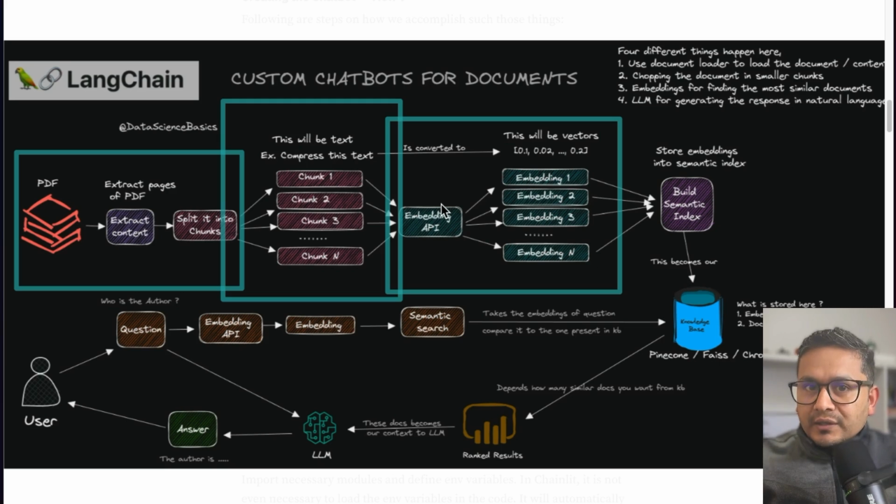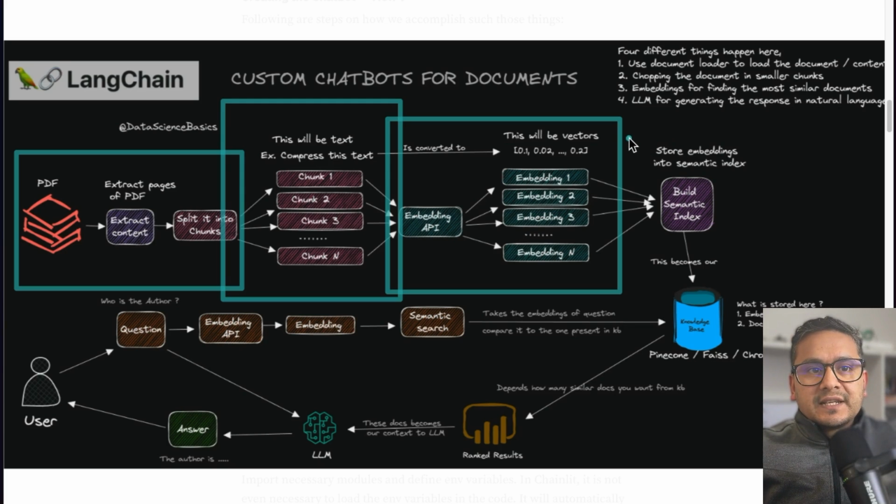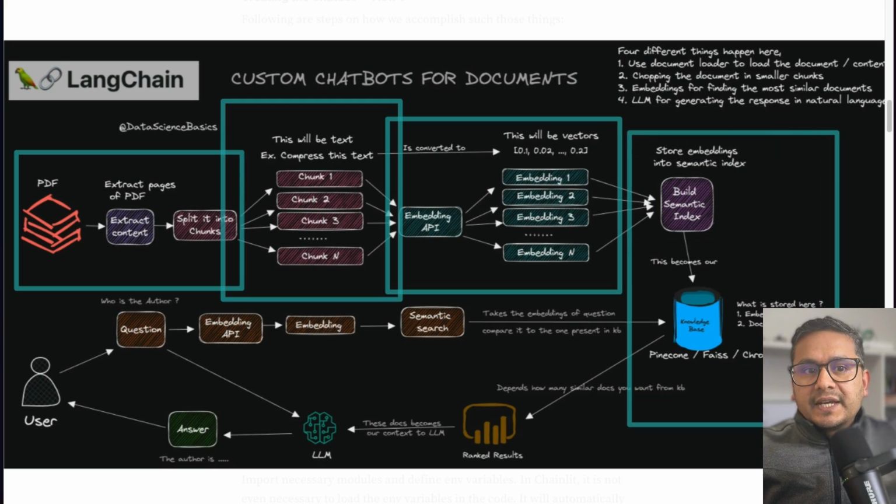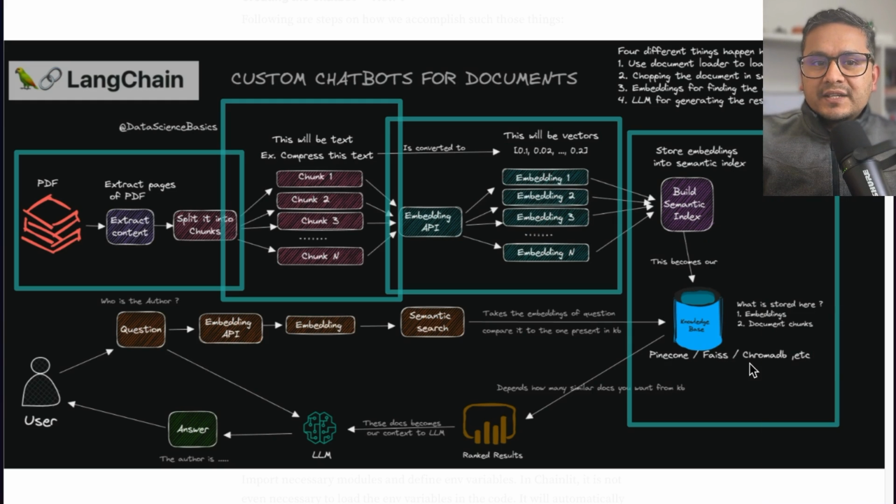And once that is done, now comes the vector storing part. I will just highlight this part of the diagram here. Once you have the vector embeddings, you need to store them somewhere. There are many vector databases out there, or you can even do it without databases: you just build the semantic index and use it. As you can see, I have written here: store embeddings into the semantic index, and build the semantic index that becomes your knowledge base. The examples here are Pinecone, FAISS, Chroma DB.